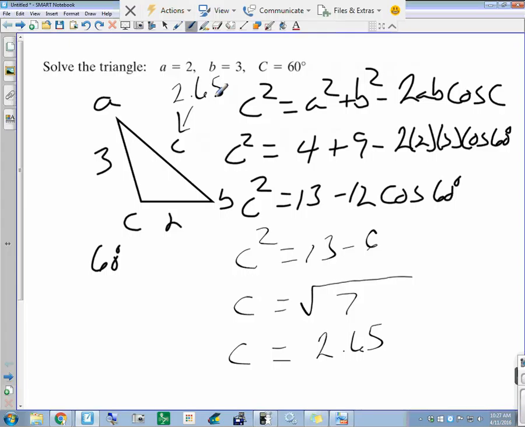So that's pretty easy, right? But now what I need to know is what the angles are. I've got all of the sides taken care of.